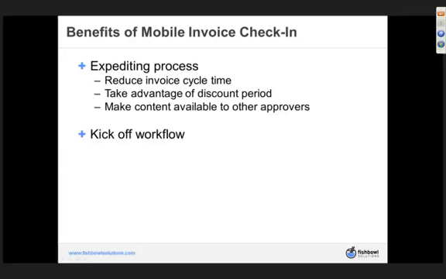And really, why would you want to do this? It's all about expediting the process, so making it easier for people to get important documents into the system. For example, with an invoice, you want to get your invoices in sooner so that you can reduce that cycle time. That can mean taking advantage of discount periods. If you have 30 days to pay the invoice and get a discount, you want to get that in as soon as possible, because you want to make that available for other approvers, and in a lot of cases kick off a workflow. So you have to first get it into the system in order to kick that off.